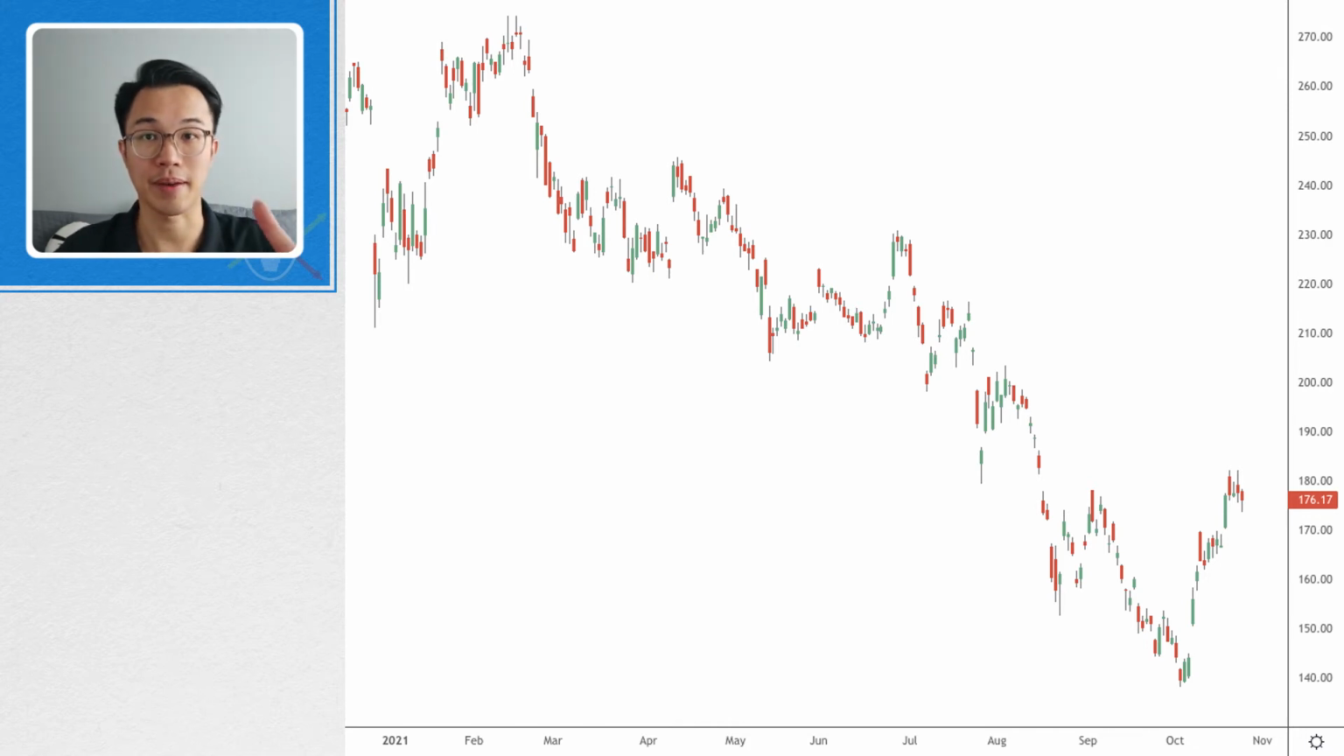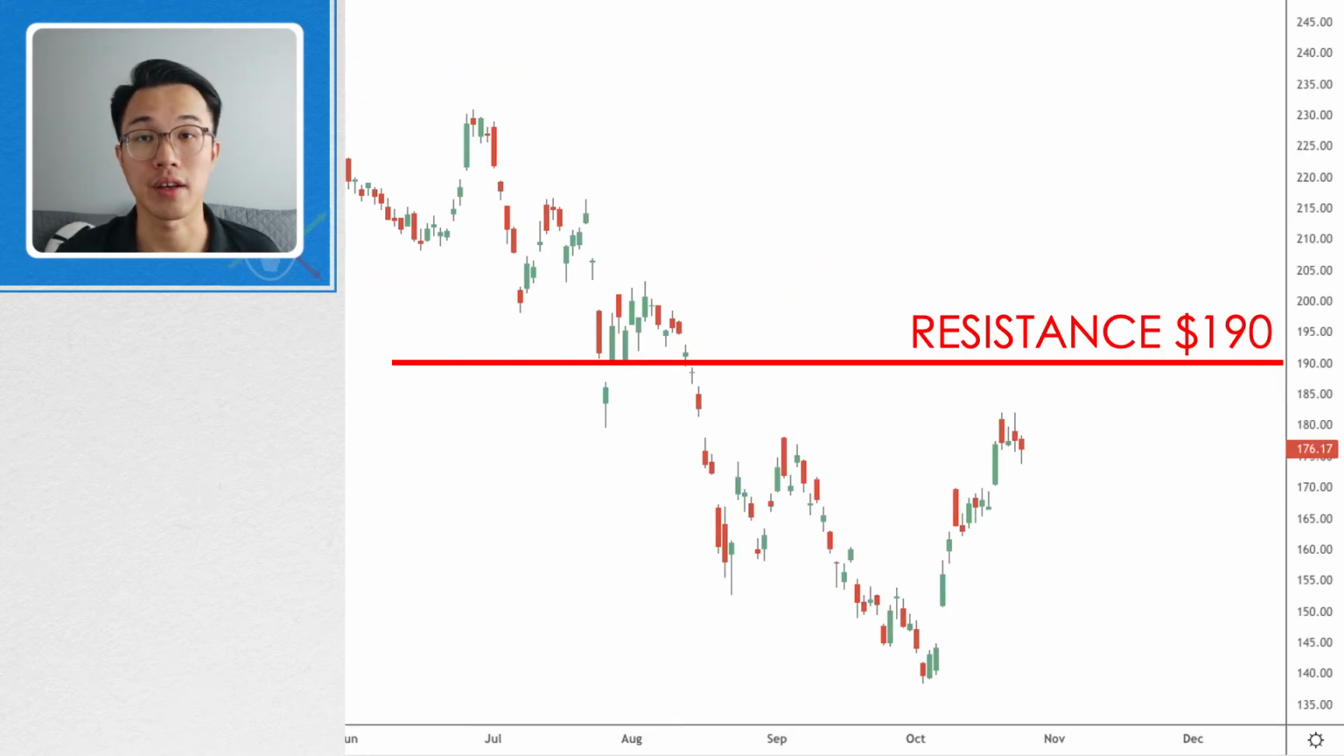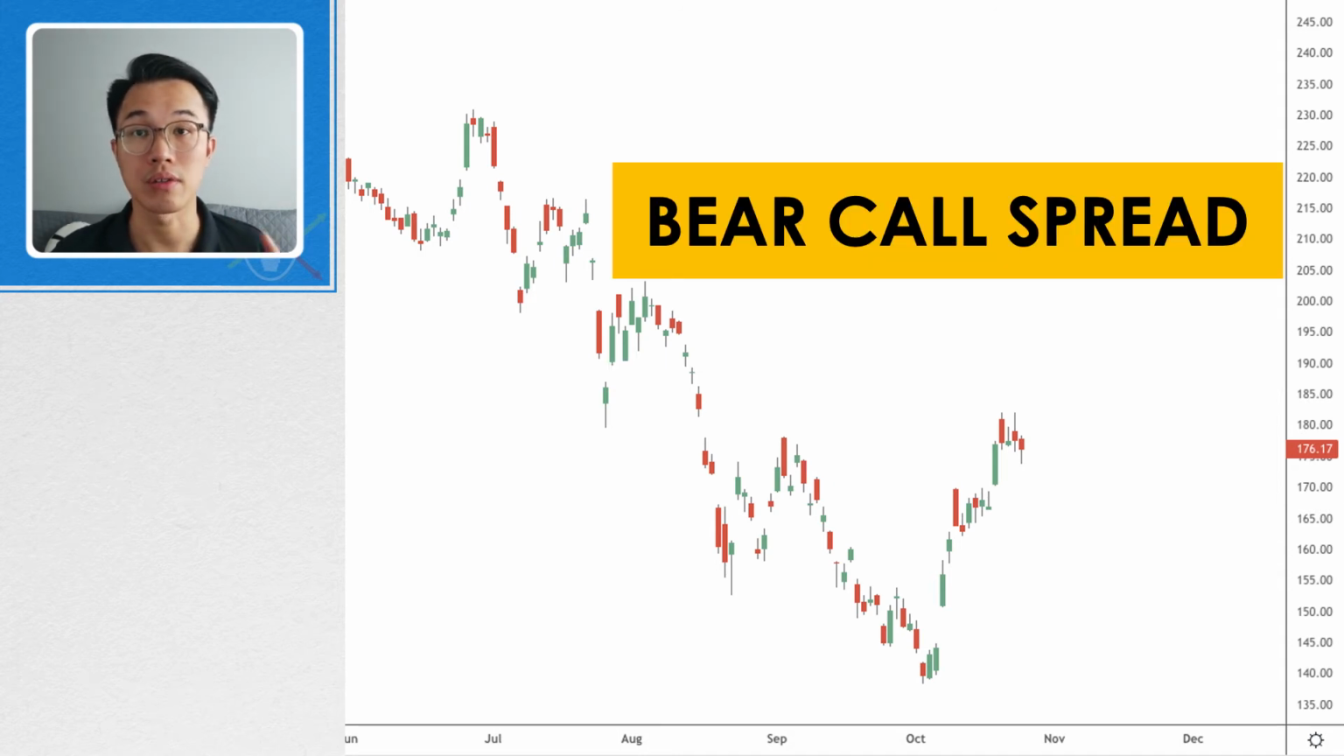In the second example, we're going to be looking at a downtrending stock. Now, let's say I've identified $190 as a very strong resistance line, and I expect the share price to stay below $190 for the next 2 months. I would execute the exact same strategy, implementing the same principles, except this time we are going to be using call options in a strategy that is known as the bear call spread.